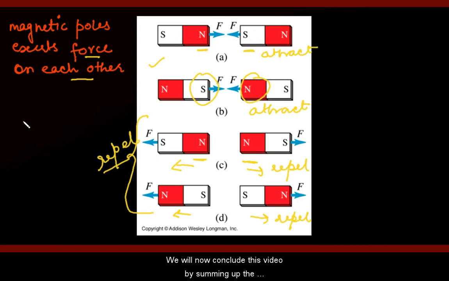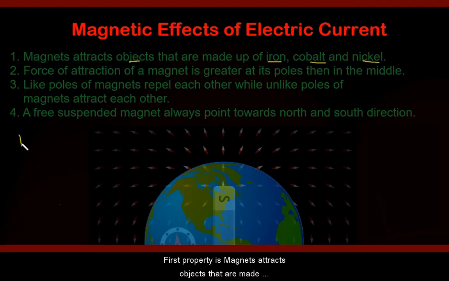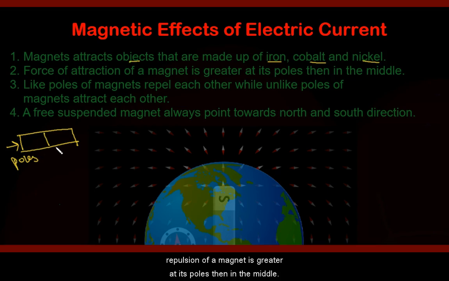We will now conclude this video by summing up the properties of the magnets. First property is, magnets attract objects that are made up of iron, cobalt, and nickel. Magnets do not attract objects that are made up of copper, aluminium, gold, etc. Second property of the magnets is that force of attraction or repulsion of a magnet is greater at its poles than in the middle.